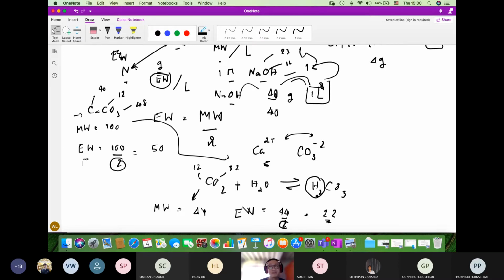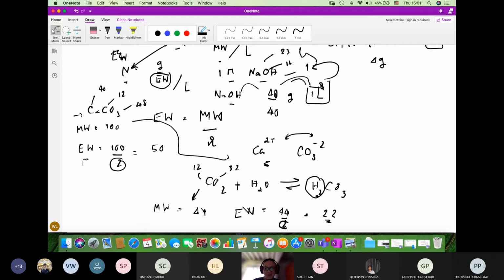So what is the equivalent weight? Equivalent weight is equal to molecular weight divided by the number. In the case of oxidation and reduction reactions, this number refers to the charge exchange. In the case of acid-base equilibriums, the number is the protons exchanged. So it depends on the reaction. But anyway, equivalent weight is something different from molecular weight.